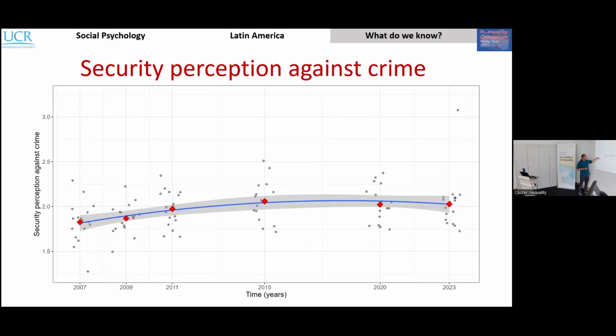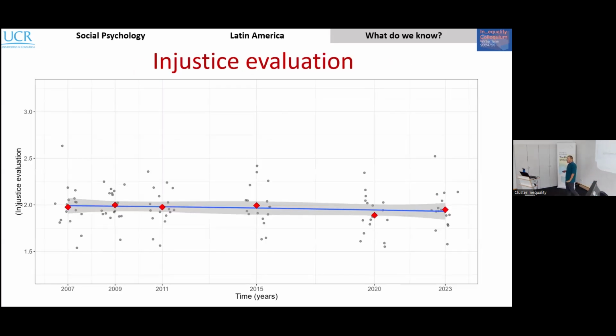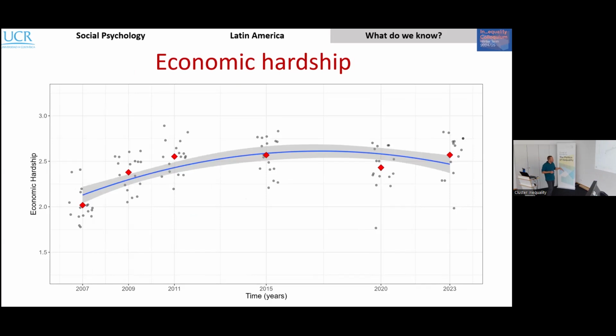This is the result between 1.5 and 2, really insecure. But over time, people were feeling more secure, like you can see how this line goes up until 2015. And then this change between 2015 and 2020. Okay. Again, we see injustice evaluation very stable all the time. People believe in Latin America that inequality is very unfair. Even when we add more data, it's still the same.